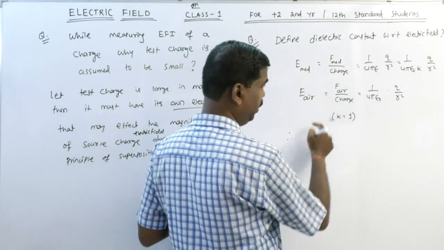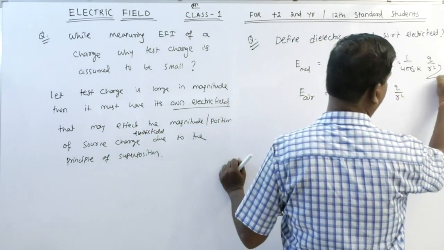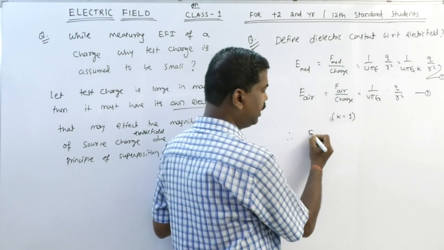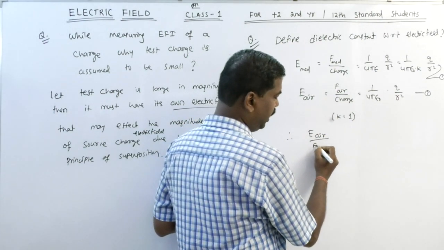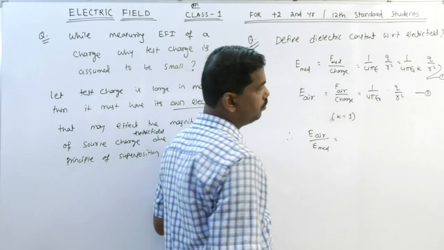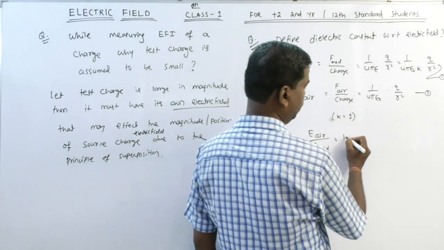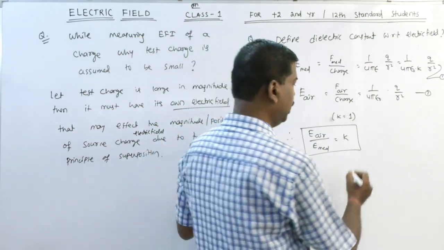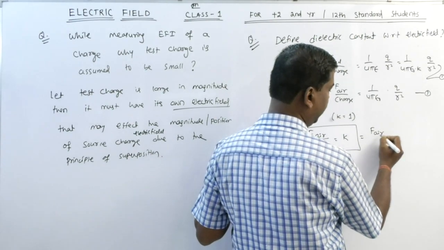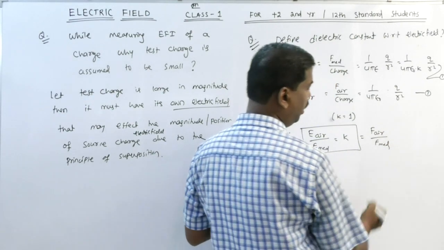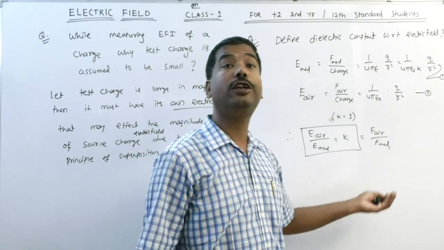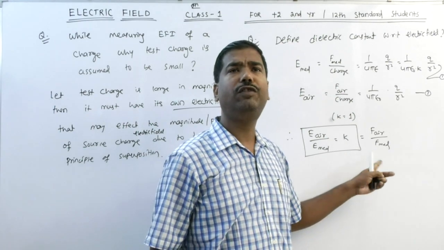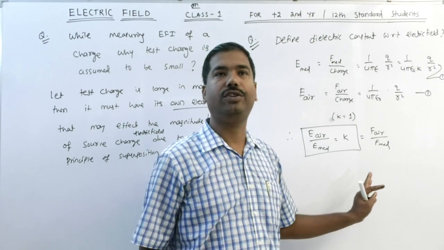Hence, let this be equation 1 and this be equation 2. Dividing equation 2 by 1, we will get E_A by E_medium equal to K. This is analogous to force in air by force in medium. It means whenever the dielectric constant value goes on increasing, the electric field or the electrostatic force goes on decreasing. Clear?